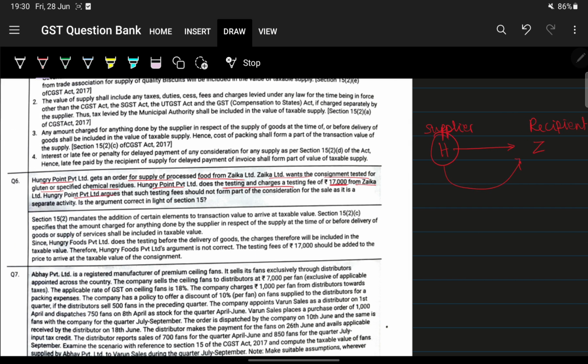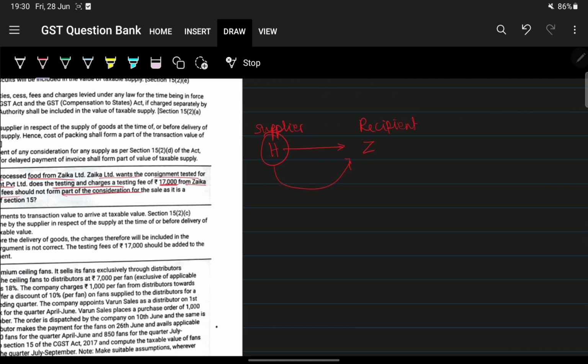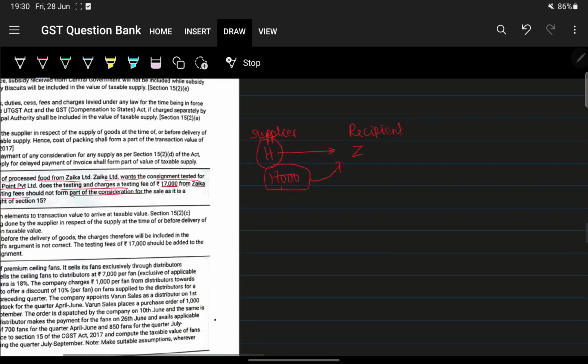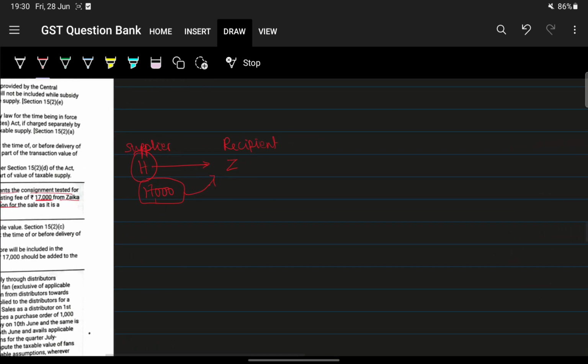Next, Hungry Point argues that such testing fees should not form part of the consideration. So H is telling that on this 17,000 worth of testing that is done, it should not form part of value of supply. So is this correct? Obviously H has not read GST properly, or he has attended during the COVID batch. So as per section 15, subsection 2, clause C, you can just write.